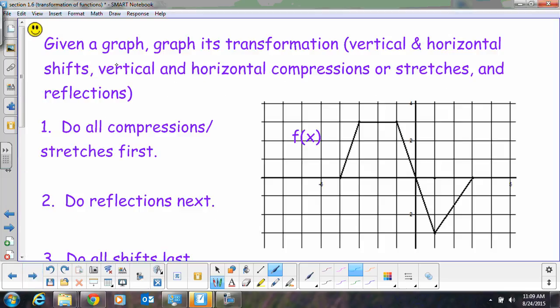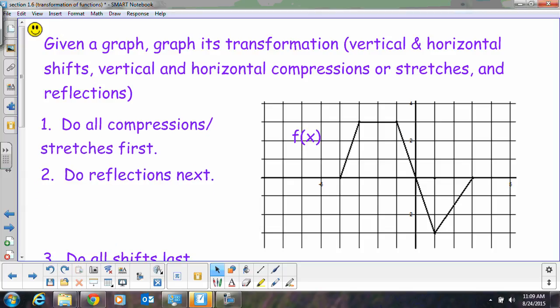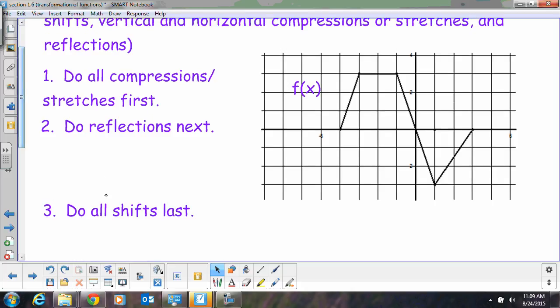All right, so if you understand what's going on, now we're going to start to graph, I hope. When you're given a graph, you're going to graph its transformations. You will do, first and foremost, all compressions and stretches first. Actually, it doesn't really matter what order you do, but the big deal is all shifts are last. All shifts are last. Did you hear me? If you do shifts first, the whole thing's going to be wrong. On order of operations, who comes first? Multiply, divide, or add and subtract?